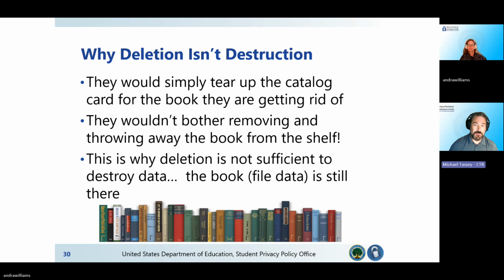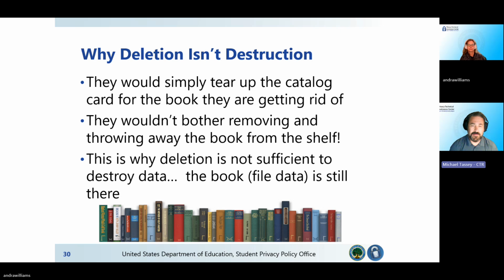Well, if you were to go to the library and hit the delete button the way you do it on your laptop, the librarian would just go to the card catalog, pull out the card for that book, tear up the card and throw it away. But they wouldn't bother removing the book from the shelf. The book, with all the data, is still there on that shelf in that location. They just tore up the card in the card catalog. If we're getting rid of a book in the library, you wouldn't think that would be sufficient, right? And it's not sufficient to do that on your hard disk either, right?